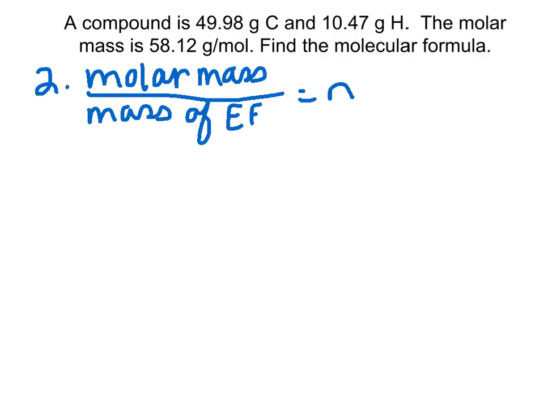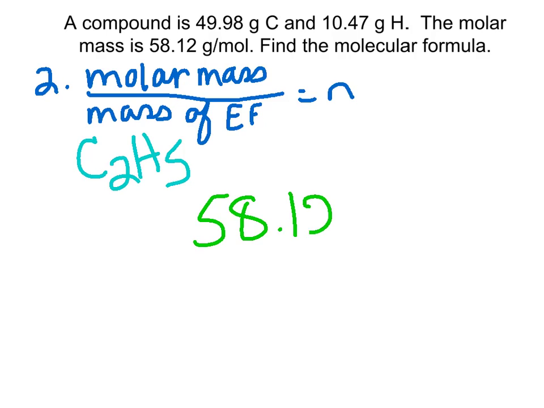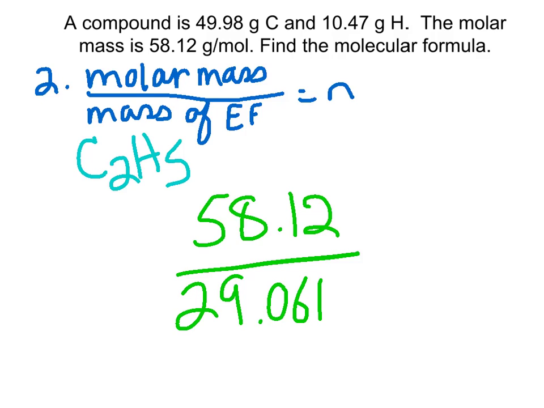Next step is to take information that was given to you in the problem, the molar mass. You'll always be told the molar mass for the compound. We're going to take that information and then find the mass of our empirical formula, which again was C2H5, and see what we get when we do this. So from the problem, they told us that the molar mass was 58.12. If we calculate the mass of the empirical formula, we end up with 29.0615, and we get a 2.